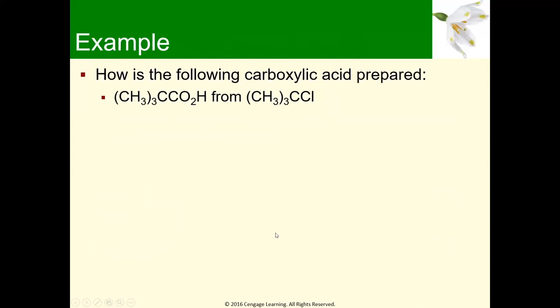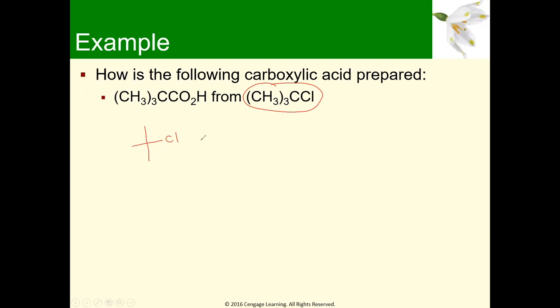Here, how is the following carboxylic acid prepared? We've got condensed structures written here, so I'm going to draw this out to do the line skeletal structures. In this case, what we're starting with, I'll draw this molecule first. It's like a t-butyl chloride. The carbon that's connected to the chlorine is that carbon right there in the middle, which has 3 methyl groups also attached to it: methyl group, methyl group, methyl group.